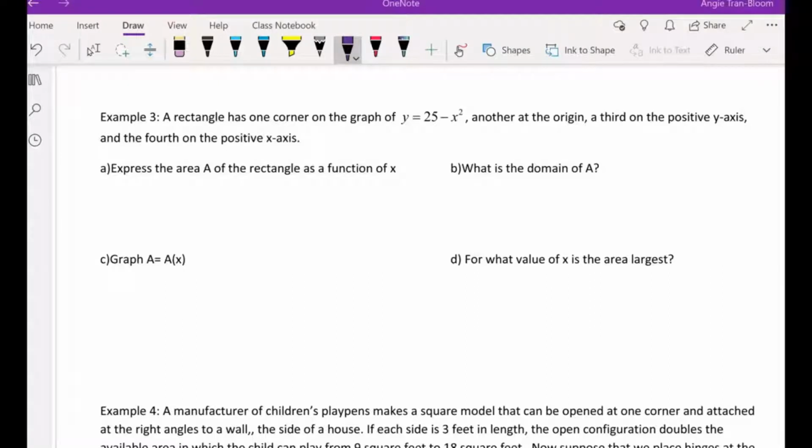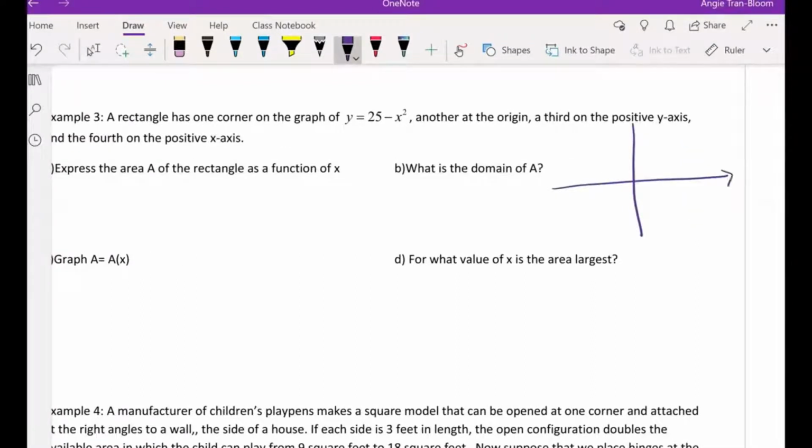Example 3 reads: a rectangle has one corner on the graph of y equals 25 minus x squared, another corner at the origin, the third corner on the positive y-axis, and the fourth on the positive x-axis. So what makes sense most to me, let's sketch this out.